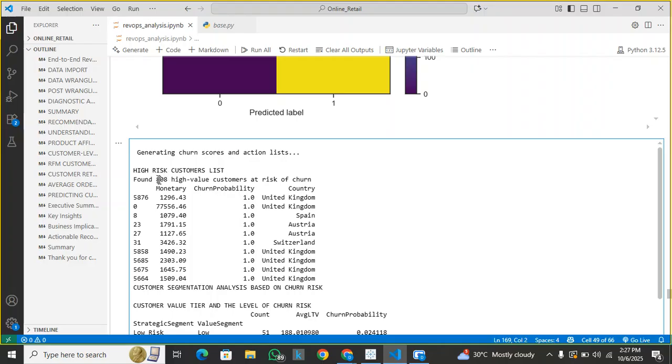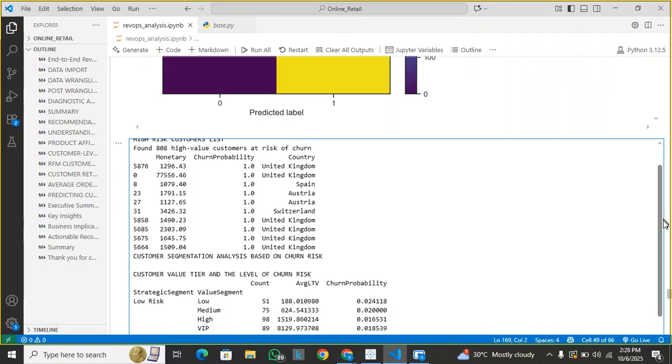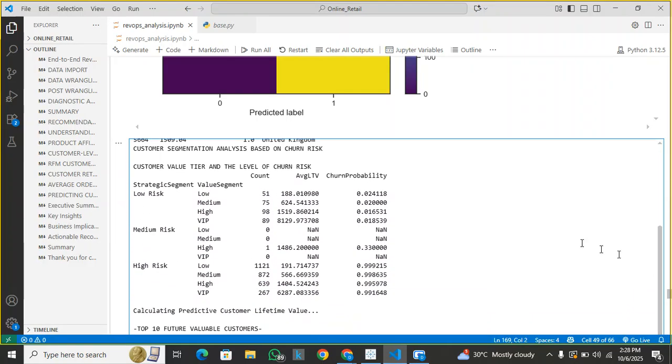In this list, we have 808 customers out of the 2,000 plus churned customers. I highlighted their churn probability, the amount they've spent, and the country. Based on the top customers we are seeing on this list, most of them come from the United Kingdom. And then I created a strategic segment where I divided the customers into high risk, medium risk, and low risk.